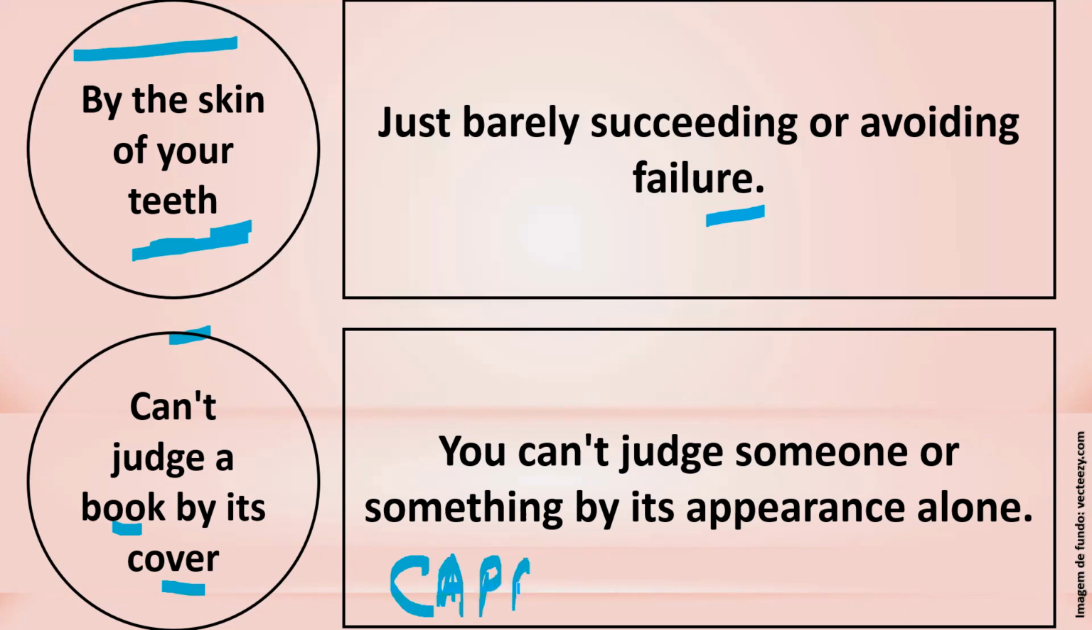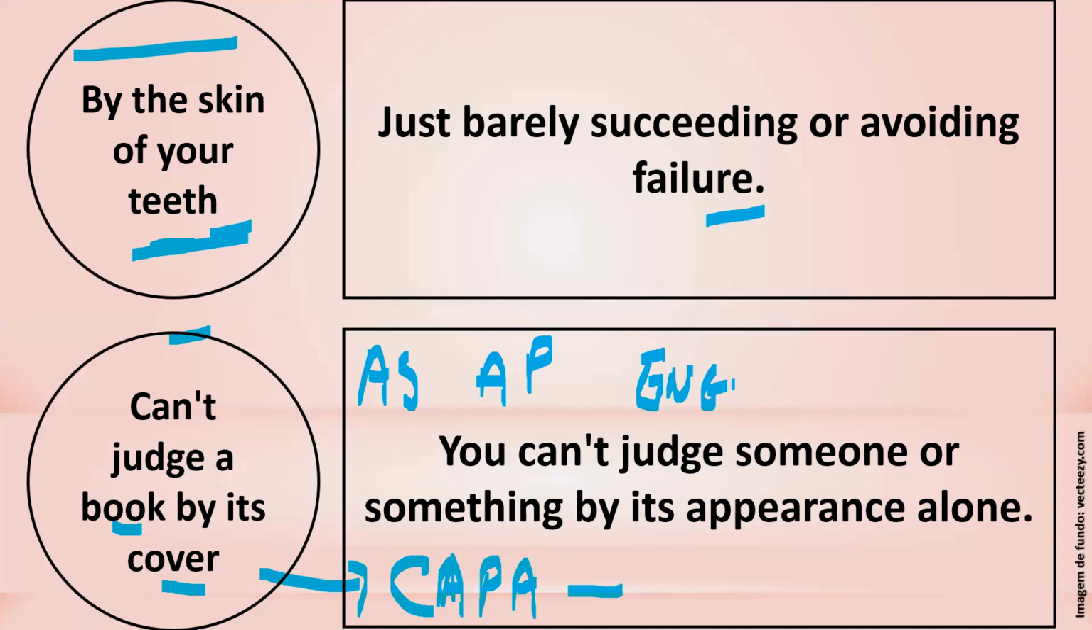Seria também as aparências enganam, né? Você não julga o livro pela capa. A gente usa mais essa, as aparências enganam, né? Eu não tenho aqui de cabeça, eu esqueço essa palavra. Enganar. To deceive. Ok. Make a mistake, alguma coisa assim, né? Não sei.